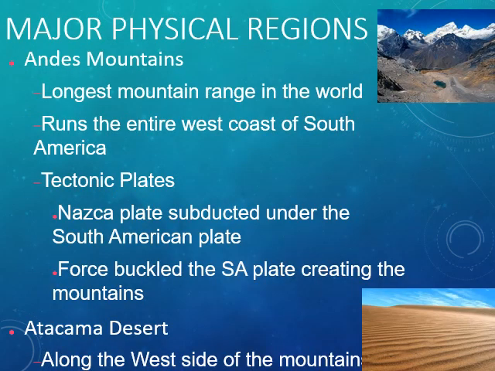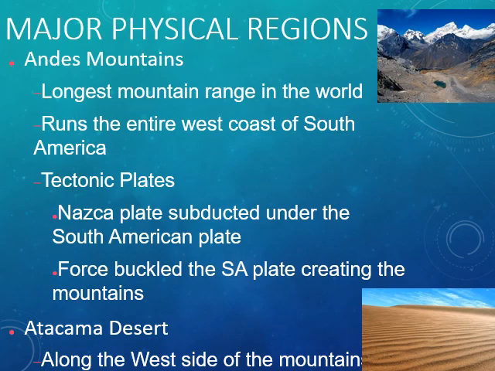Now I just want to quickly touch on some of the major physical regions in the area. The first one is the Andes Mountains. The Andes Mountains are a pretty major mountain chain. They're actually the longest mountain chain in the entire world. It runs all the way from the bottom of South America all the way up the west coast to the very top, and it splits into those cordilleras that we talked about. So it's not the largest mountain chain, but it is the longest in length.